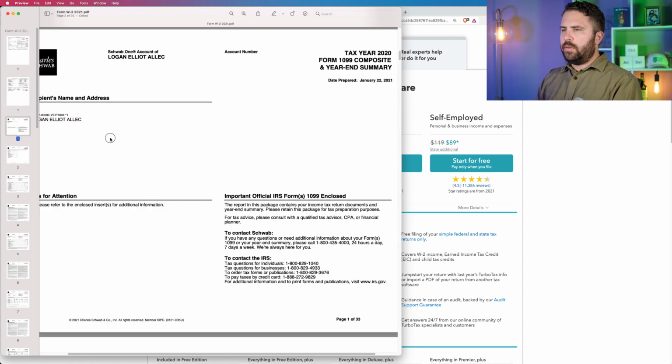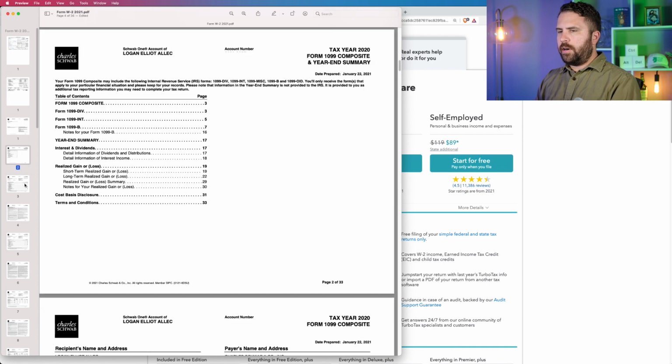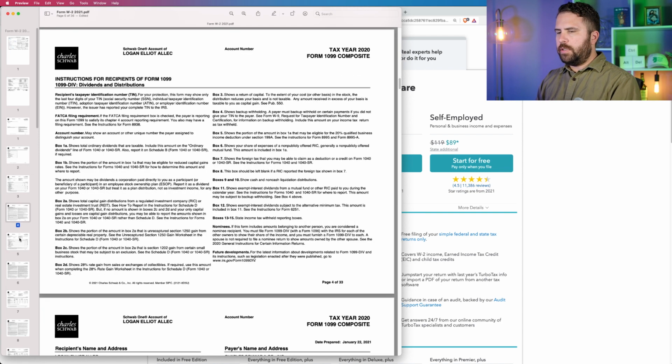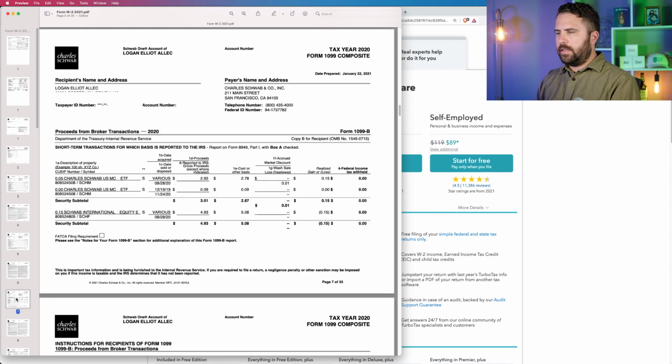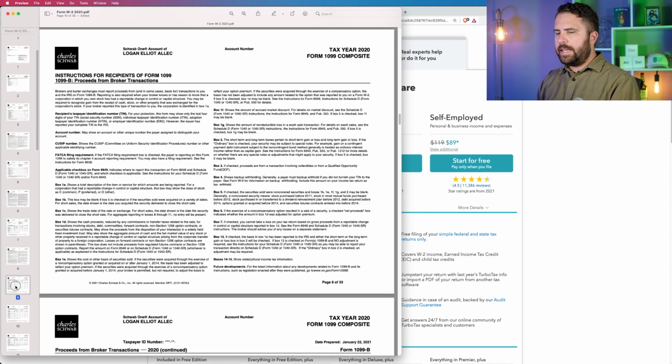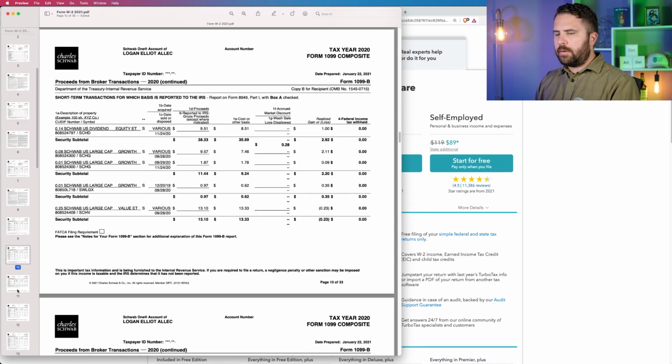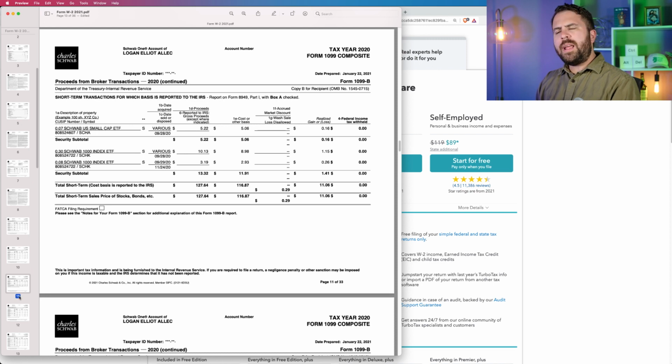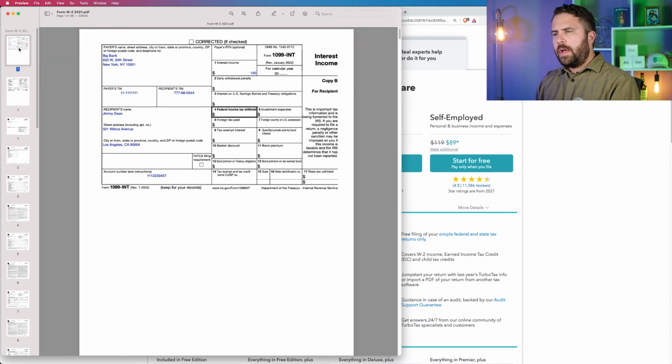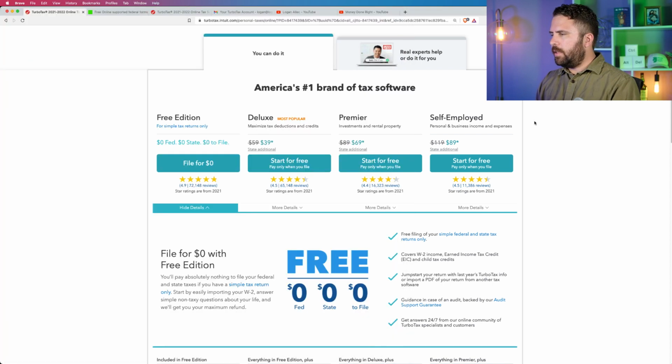Based on a burner kind of investment account I have, I would show you how to do stock sales in TurboTax, but that does not qualify for the free edition. Or maybe I can show you this, but just not pay for it. We'll see. All right, so without further ado, let's get started here.